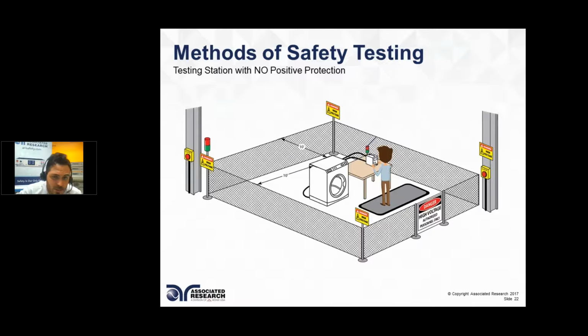Now, sometimes a DUT enclosure can't be used, right? This guy's testing a washer or a dryer.